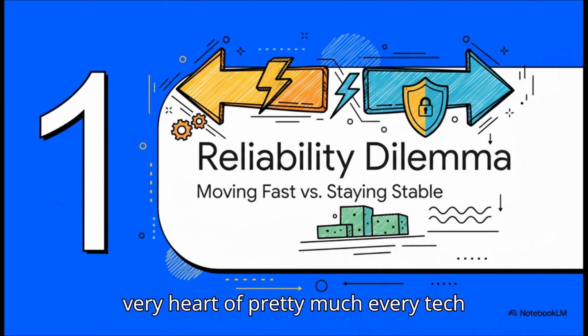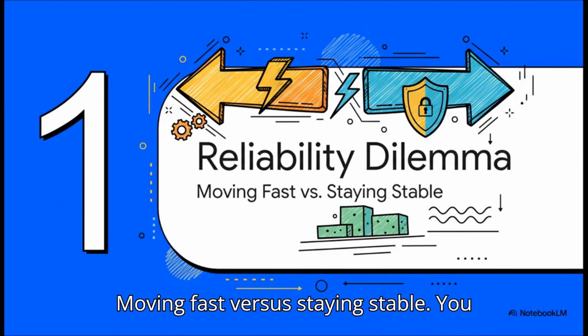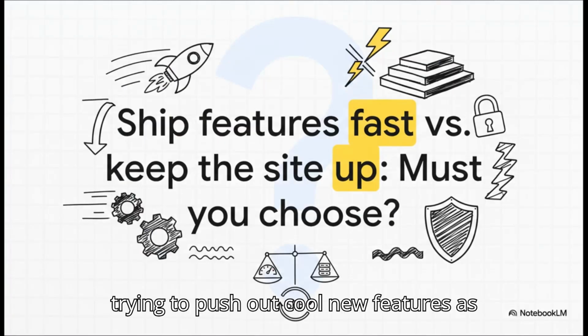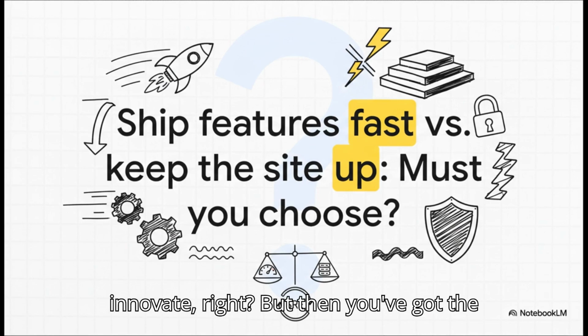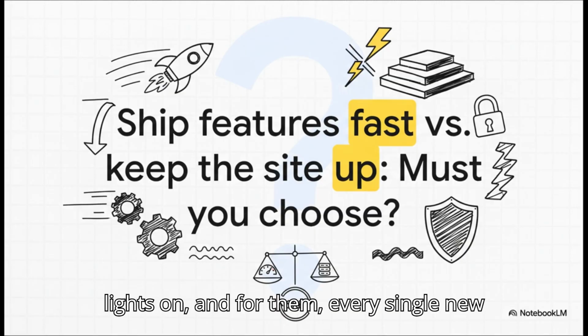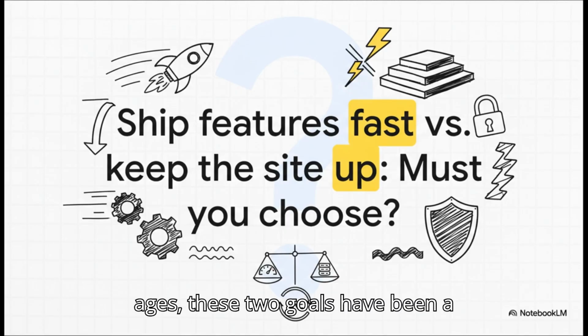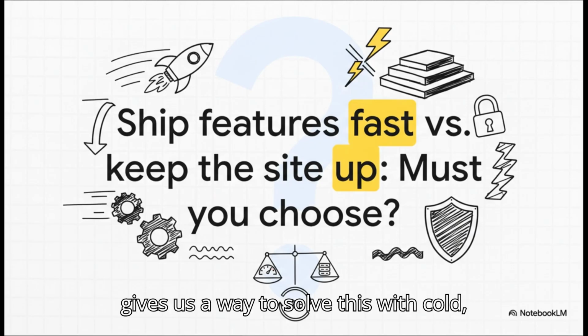At the very heart of pretty much every tech company is this deep, nagging conflict, moving fast versus staying stable. You know the scene. The development team is trying to push out cool new features as fast as they can. That's how you innovate, right? But then you've got the operations team, whose job is to keep the lights on. And for them, every single new release is a potential disaster. For ages, these two goals have been in a constant tug of war. SRE is what finally gives us a way to solve this with cold, hard data.